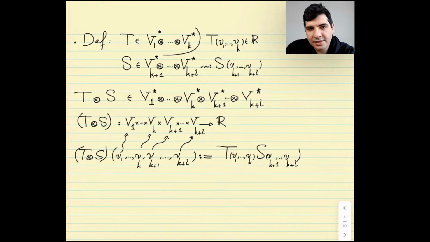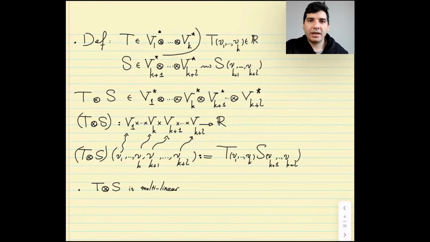And it's a good exercise again to check if T and S are multilinear. With this definition, T tensor S is also multilinear. So T tensor S is a multilinear map. So previously we defined the tensor product of linear maps. This is kind of a generalization. Now we are extending that previous definition to tensor product of multilinear maps.